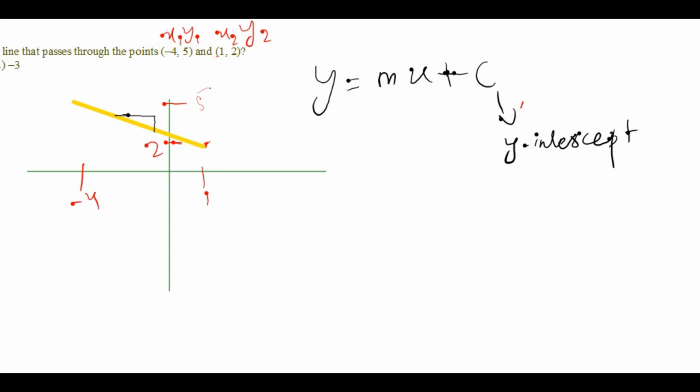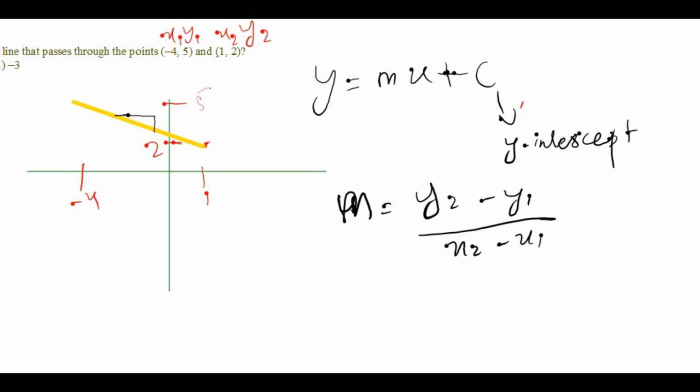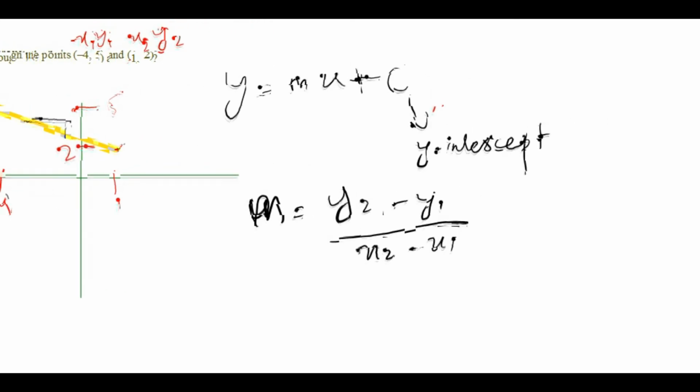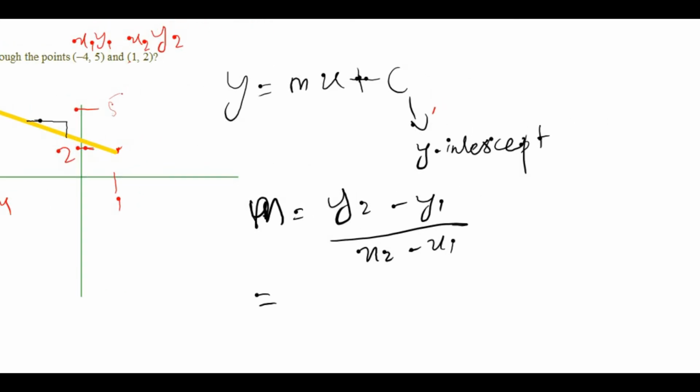So what is the second equation? The second equation is slope m equals y2 minus y1 over x2 minus x1. Okay, this is the second equation. Now let's solve it. Let's put the values in their respective positions.